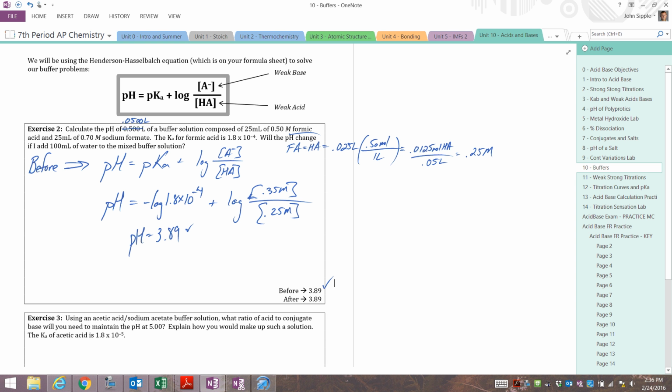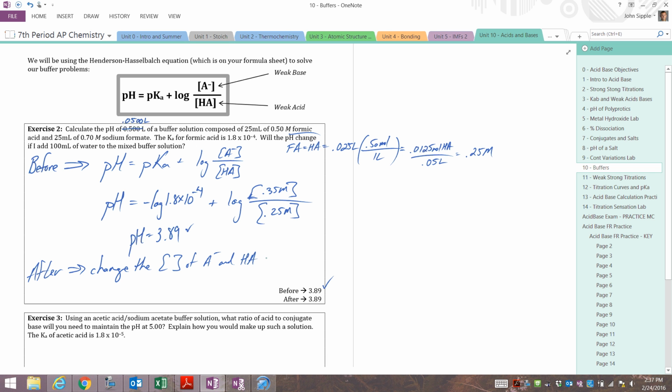Now what they want to know is, if we throw in 100 more milliliters of water, is that going to change anything? Not really. What does it change? Afterwards, it changes the concentration of A minus and HA. They're not reacting at all. We're just changing their concentration with the water.